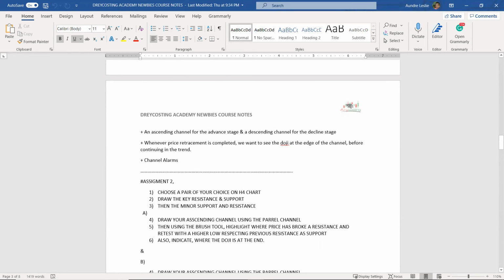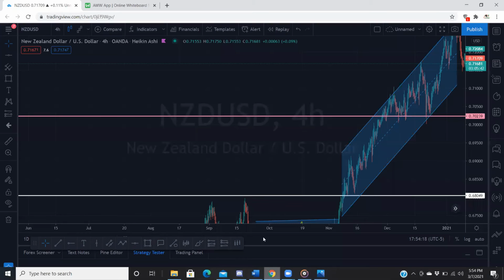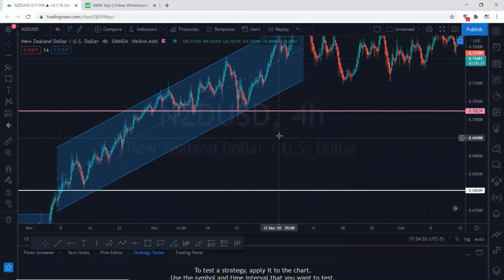All right. So you could also set alarms on the channel to let you know when price is touching the bottom of the channel or the top of the channel, right? And that way you get a notification. So everyone that's here, all newbies, you should ensure that you download the TradingView app on your phone and sign into your account.